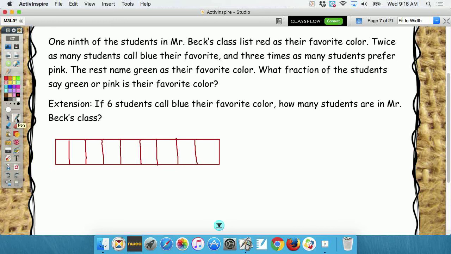Do I have a total? No, I don't. I don't know how many students are in his class. I guess the whole class would be one whole, correct? 9/9. But I don't know how many students he has. Okay, now let's read through it carefully and see if we can figure out what to put on there.